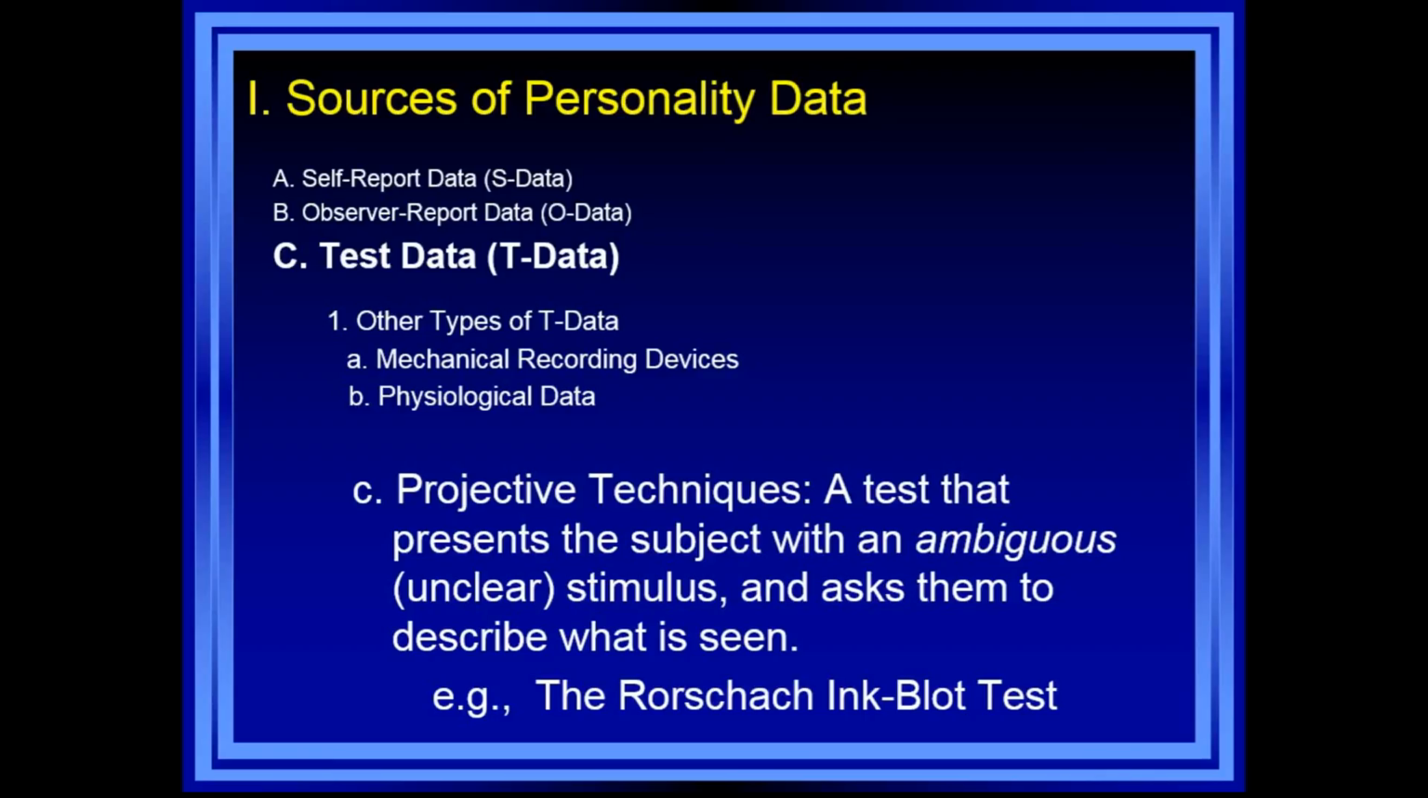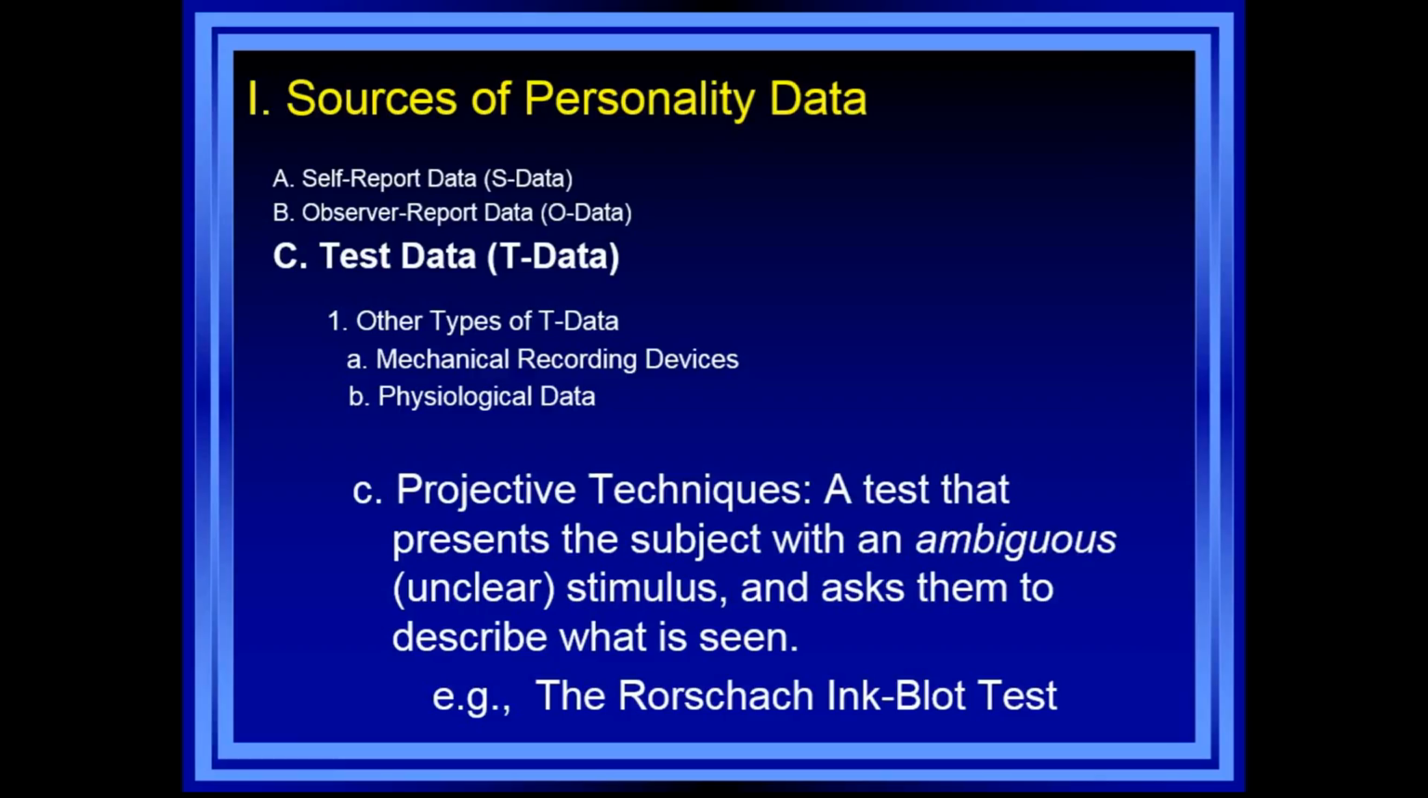The belief is that this type of test data gets into things like wishes, fantasies, desires, the unconscious parts of someone's mind. And everyone is shown the same ambiguous stimulus. That's why it is test data. Everyone is shown the same controlled group of ambiguous stimuli and then asked to describe what they see.